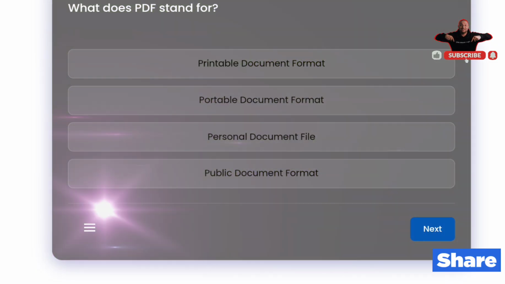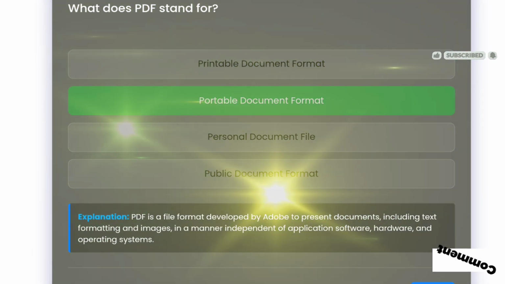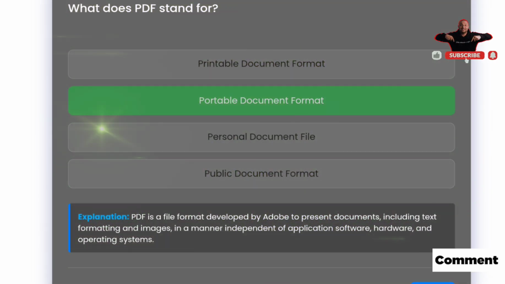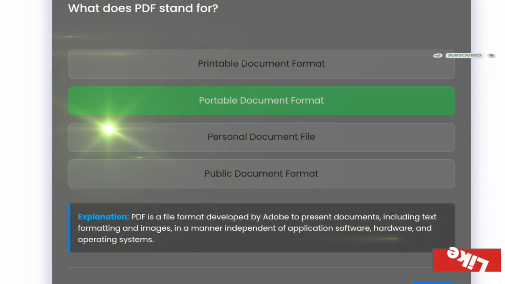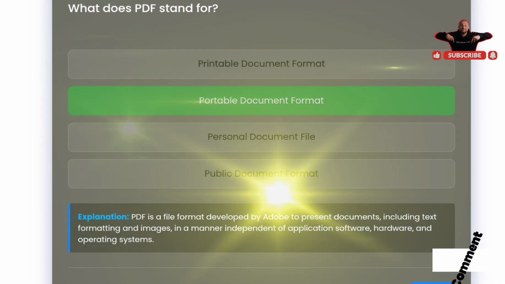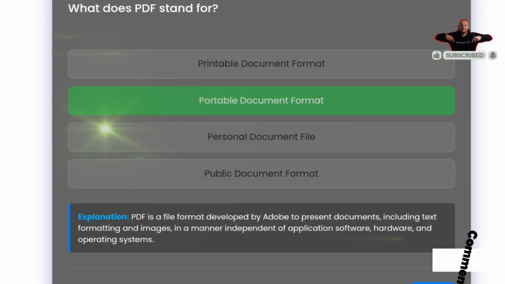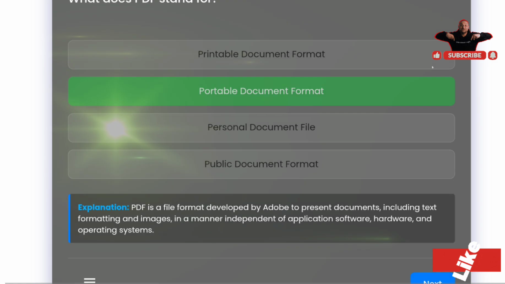What does PDF stand for? PDF का मतलब क्या होता है? सेकेंड वन, पोर्टेबल डॉक्यूमेंट फॉर्मेट. पोर्टेबल डॉक्यूमेंट फॉर्मेट is developed by Adobe to present documents including text, formatting and images in a manner independent of application structure, hardware and operating system.